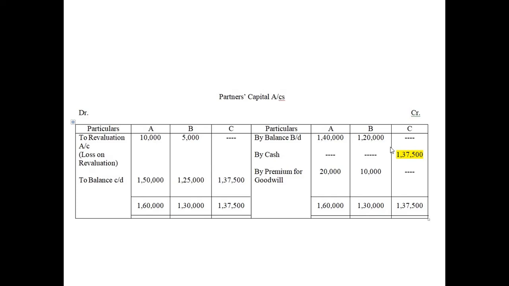Now go on. Write by premium for goodwill. C is bringing 30,000 as his share of premium for goodwill, which will be shared between A and B as per their sacrificing ratio. So the total will be 1 lakh 60,000 here. B's will be 1 lakh 30,000, and we have a loss of 15,000, that is 10,000 for A and 5,000 for B. So you do the calculation, you get the amount 1 lakh 50,000, and for B you get the amount 1 lakh 25,000. This 1 lakh 50,000 and 1 lakh 25,000 is the adjusted capital of A and B.